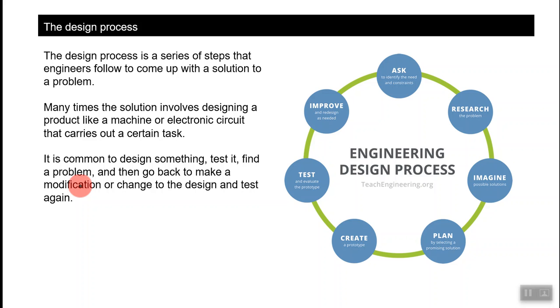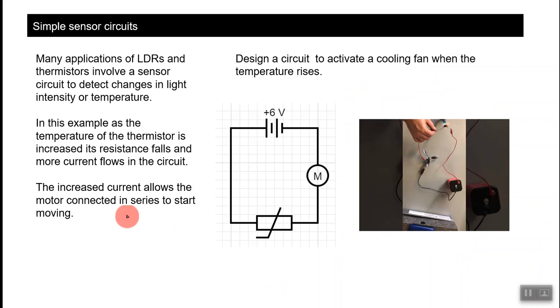It is common to design something, test it, find the problem, and then go back and make a modification to change the design and test it again. So this is all part of the design process. You will come up against problems, and it's about thinking about how you overcome those problems. So we look at two simple designs that you could follow in relation to designing a circuit.